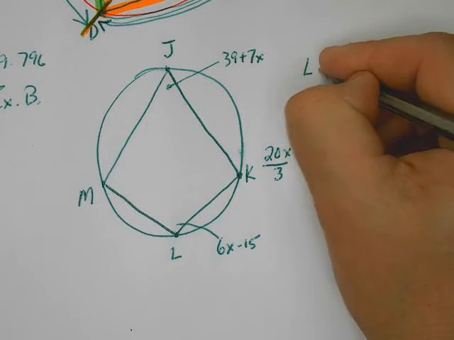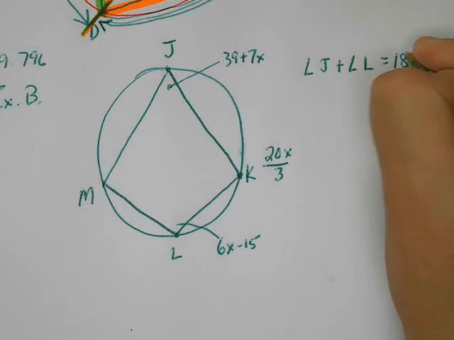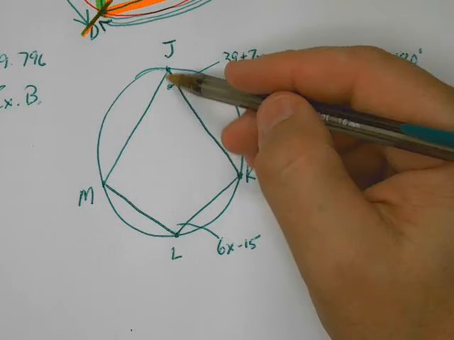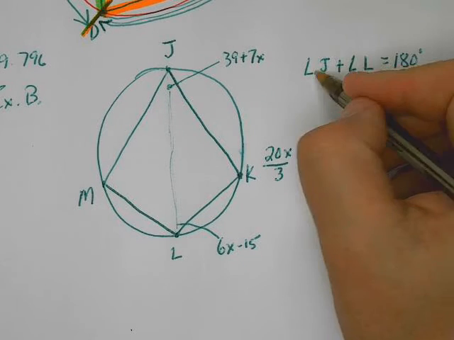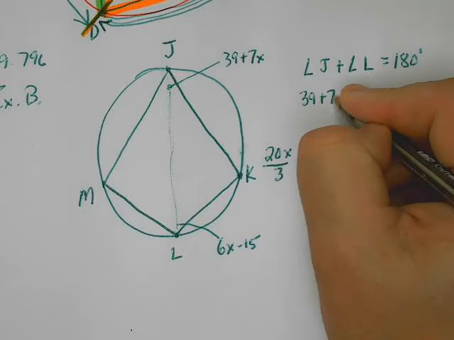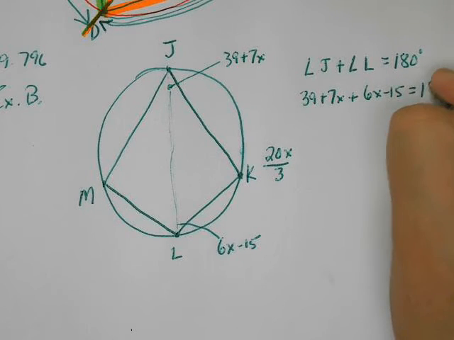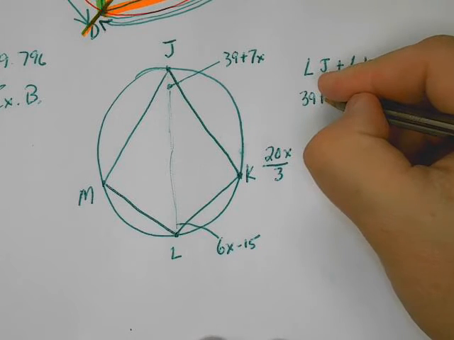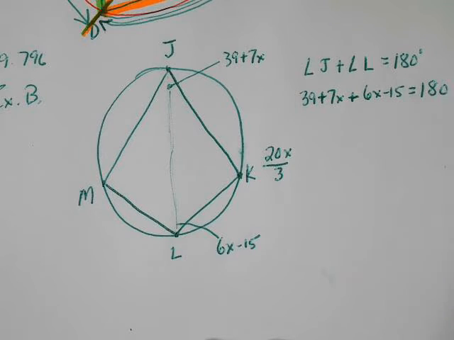You should recognize that angle J plus angle L is equal to 180 degrees. That should be your first line. Angle J, those are opposite angles. Okay, and then if I substitute angle J, 39 plus 7x, and I substitute angle L, 6x minus 15, I now have a long equation. 39 plus 7x plus 6x minus 15 is equal to 180.